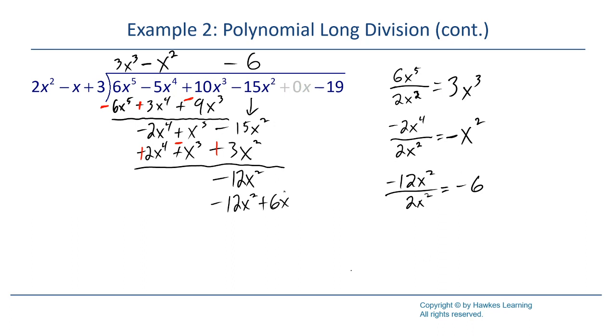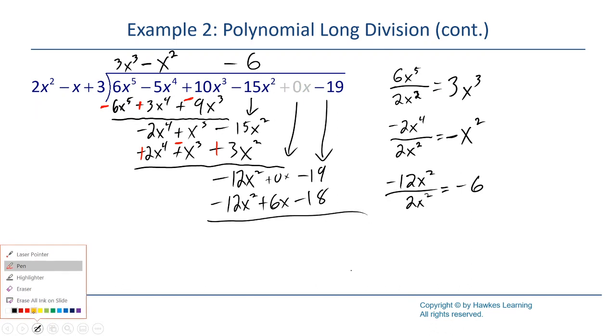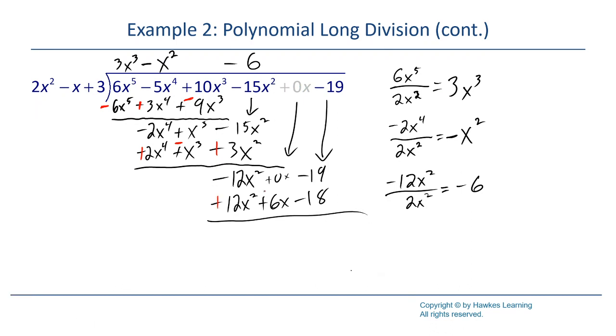But if we multiply this, negative 6 times 2x squared, negative 12x squared, negative 6 times negative x, positive 6x, negative 6 times positive 3, negative 18. And so we can bring down our negative 19. Technically, we could also say we bring down 0x. But all in all, we subtract, which means all of these change signs. And so we get 0 from the first term, minus 6x, and then minus 1 because negative 19 plus 18.